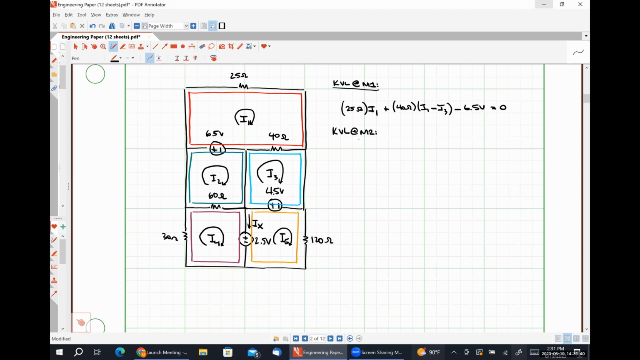Somebody else tell me what's going on with mesh 2. Would that be I2 times 60 ohms? So that's going to be a part of it, but for consistency's sake, let's start at the bottom left-hand corner and work our way around our mesh, right? The first thing we see is a wire. The voltage drop across a wire is 0. So the first real thing we see is the positive polarity terminal of the 6.5 volt source, right? So I'm going to start with 6.5 volts.